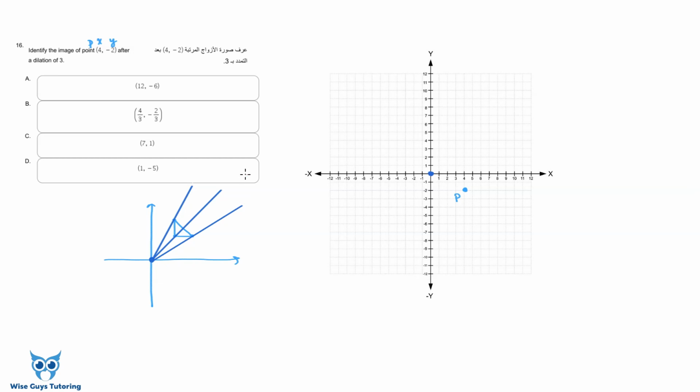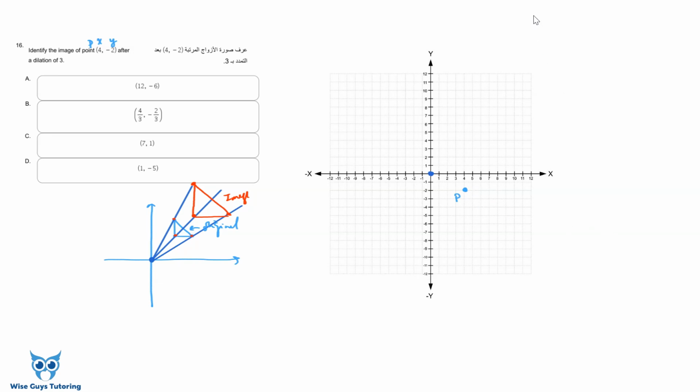For example, my image might look something like this. From here, that point would end up here, and this point would end up here. So you would get a larger triangle, technically 3 times as large. That's what dilation is, okay? This is the image, whereas that first one was the original. In this case, we don't have a shape, we only have a point.